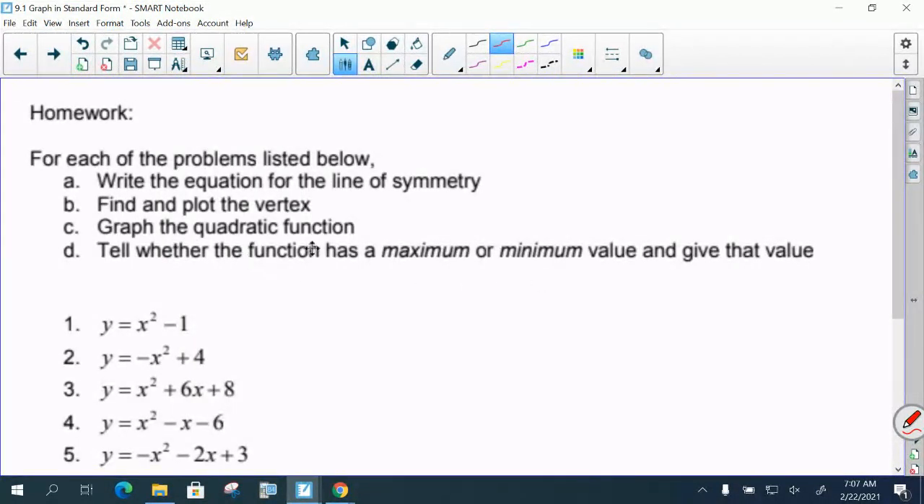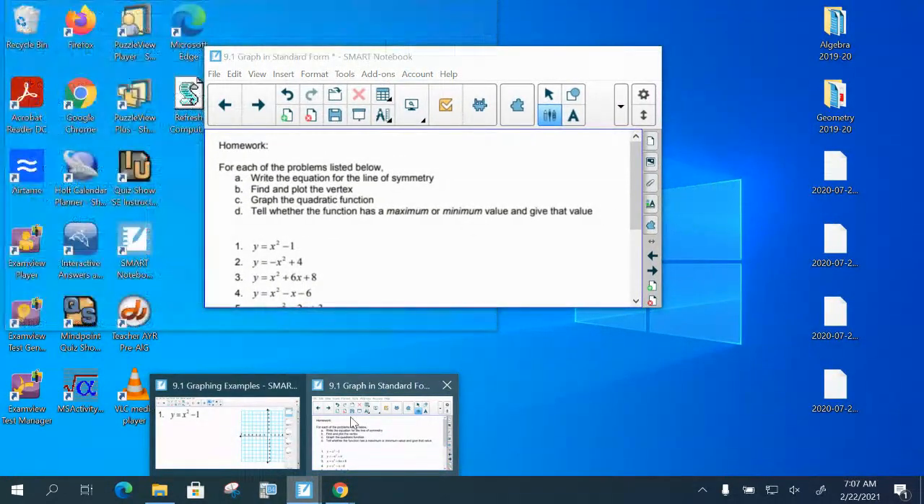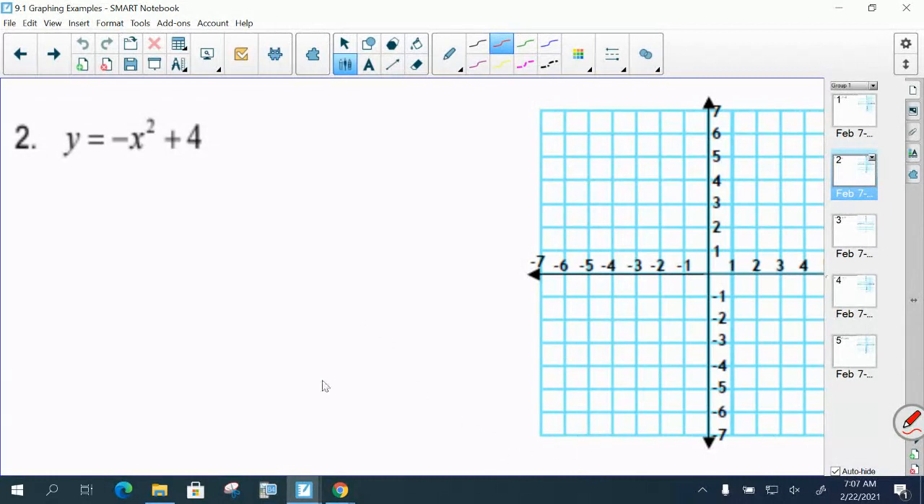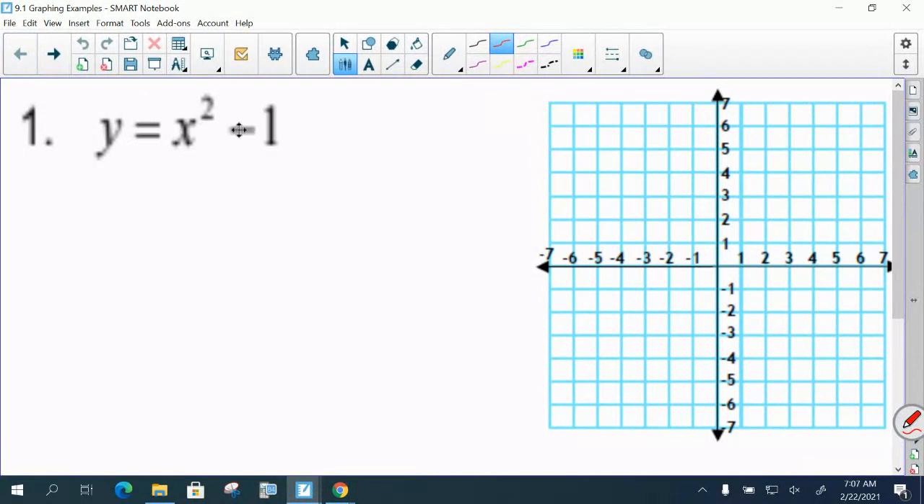Okay, so let's do some practice with graphing. So hopefully you have your graph paper. You also need your calculator. We're going to learn how to do this with our calculator. So for number 1, you have x squared minus 1. So let's find the axis of symmetry, and then we'll use our graphing calculator to get additional points.